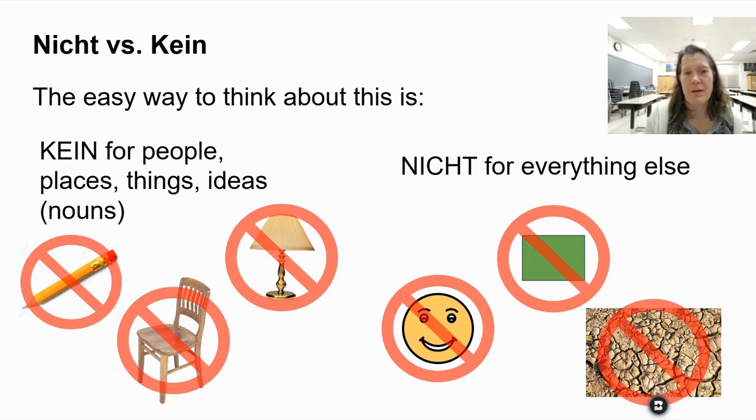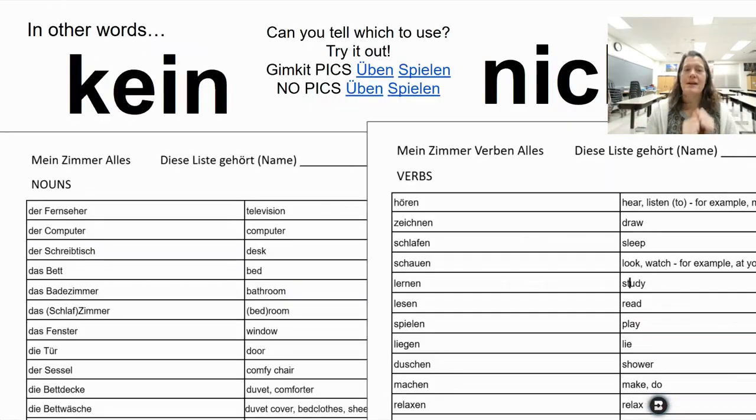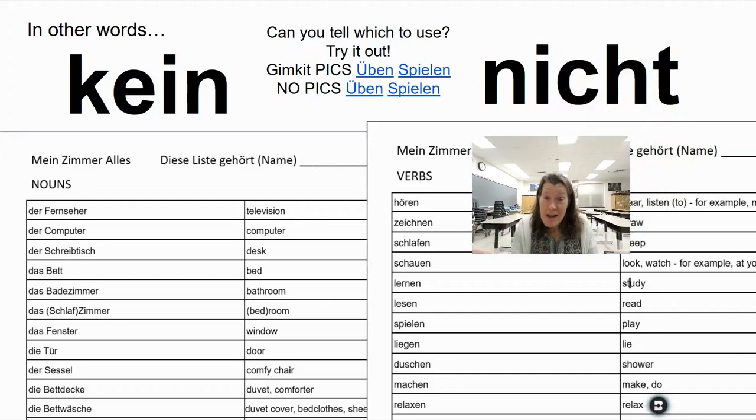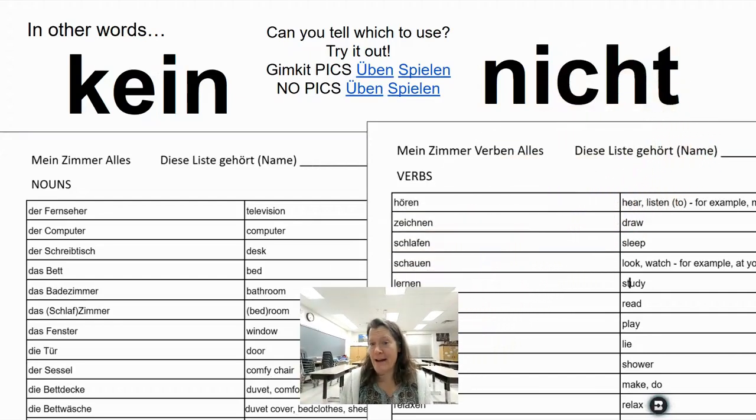Now, what this means for our project is we've learned how to say, okay, here are all the nouns, the things that you may or may not have in your room: television, computer, desk, right? Fernseher, Computer, Schreibtisch, Bett, Badezimmer. So if you don't have that, you're going to say, ich habe keinen Fernseher.